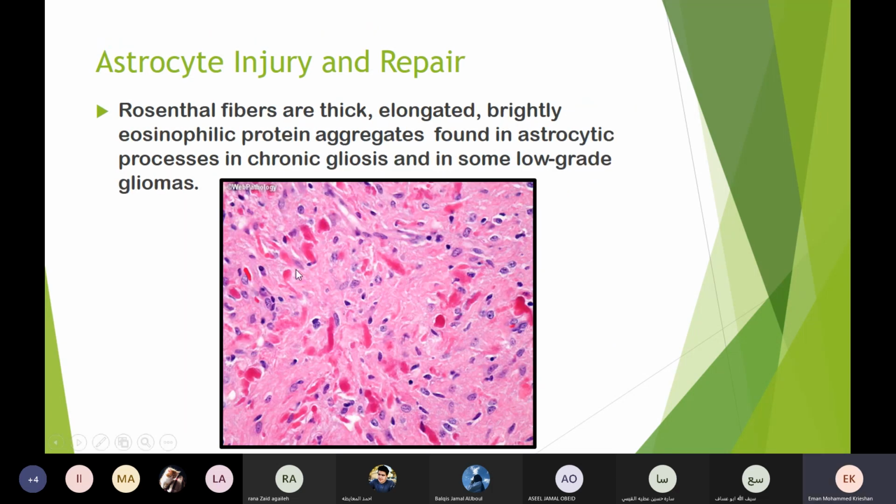Now these are Rosenthal fibers. Remember the definition of Rosenthal fibers. They are thick, elongated, brightly eosinophilic protein aggregates found in chronic gliosis, repair, or some low-grade gliomas. So Rosenthal fibers can be seen in the brain in chronic gliosis, which results from injury. So this is the area of repair, or in low-grade glioma. For example, pilocytic astrocytoma is a grade 1 glioma. This is a characteristic feature of pilocytic astrocytoma, but we can see these Rosenthal fibers in chronic gliosis.